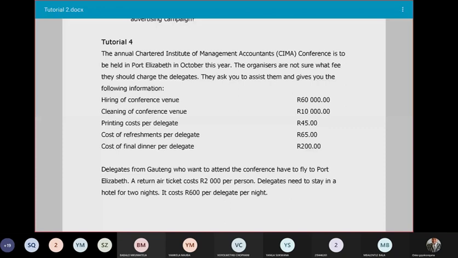Delegates from Gauteng who want to attend the conference have to fly to Port Elizabeth. Return air ticket costs 2,000 Rands per person. Delegates need to stay in a hotel for 2 nights. It costs 600 per delegate per night. And this is a requirement.